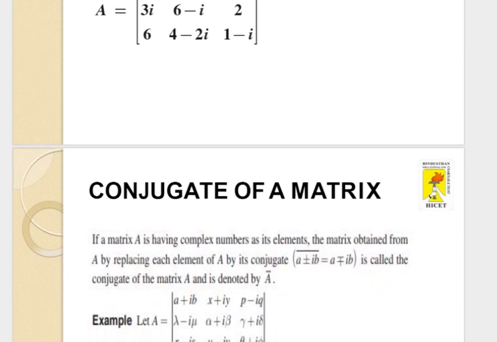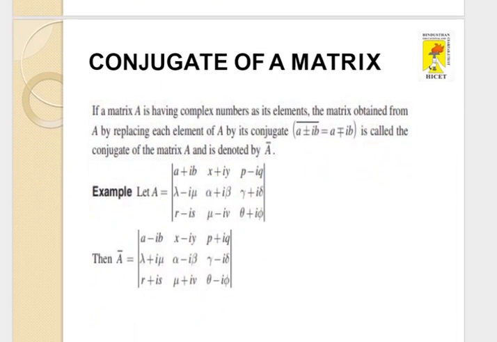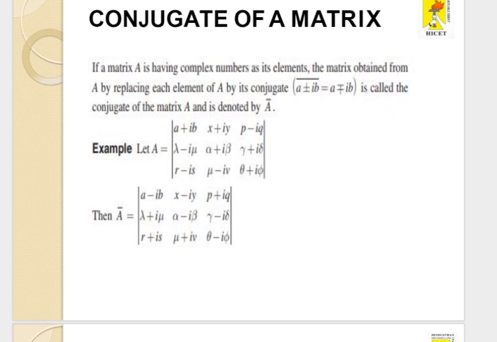Next, conjugate of a complex matrix. If a matrix A is having complex numbers as its elements, the matrix obtained from A by replacing each element of A by its conjugate is called the conjugate of the matrix A, and it is denoted by A bar.